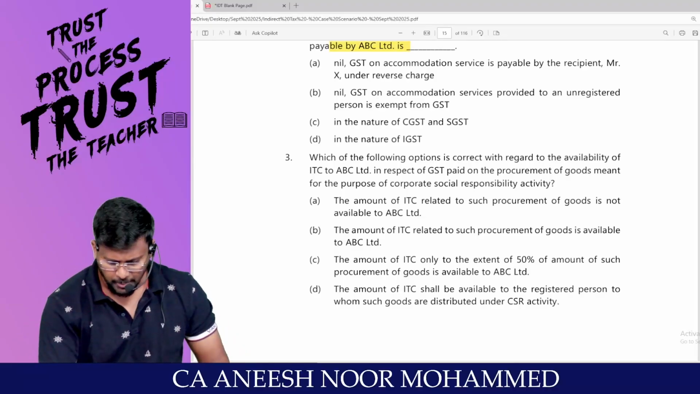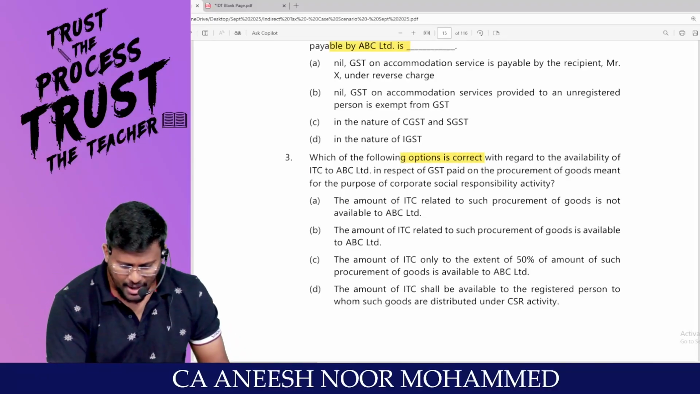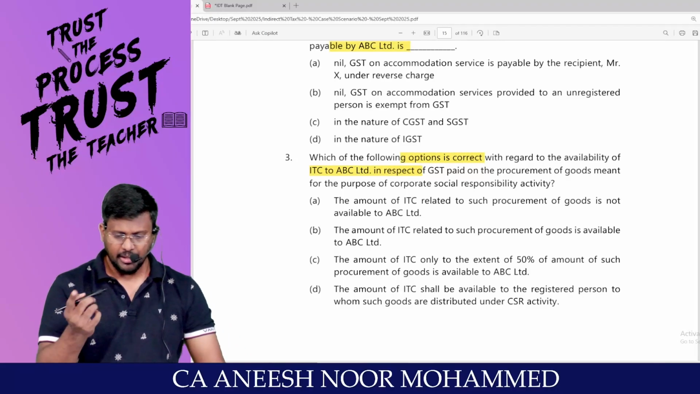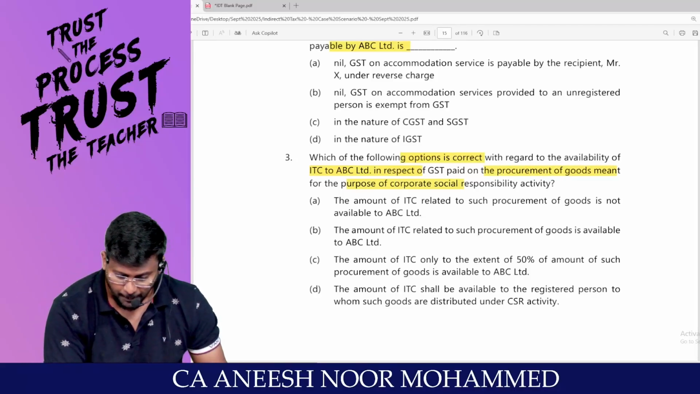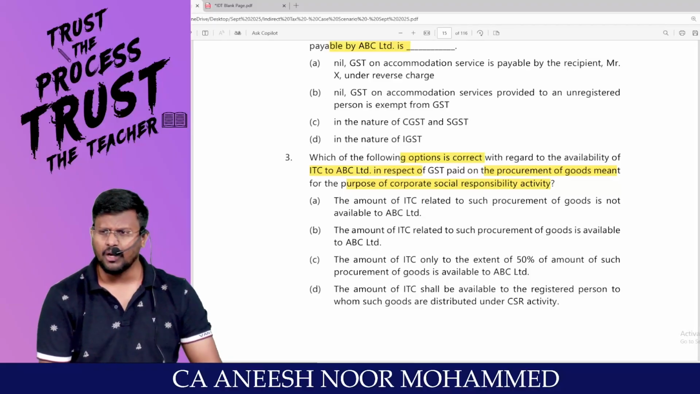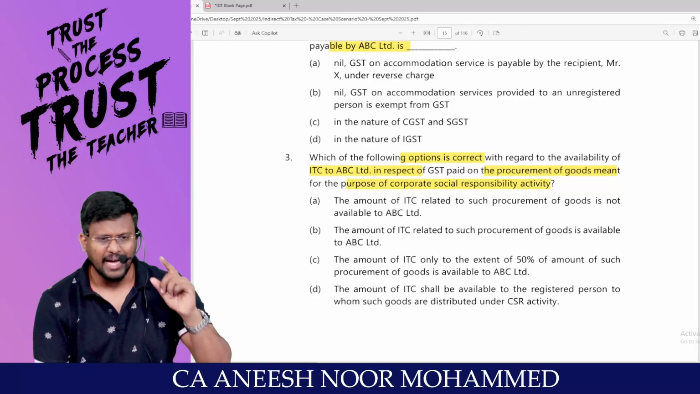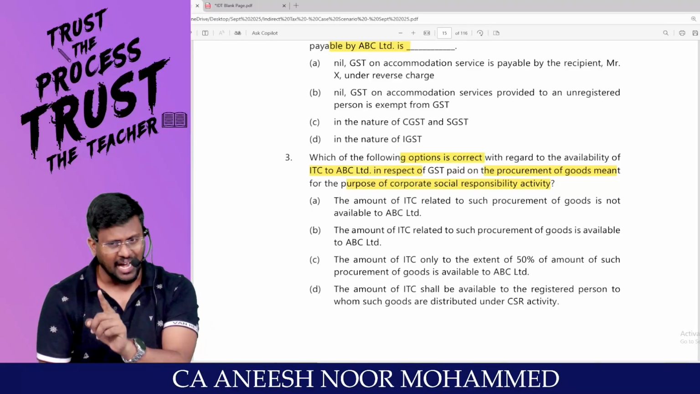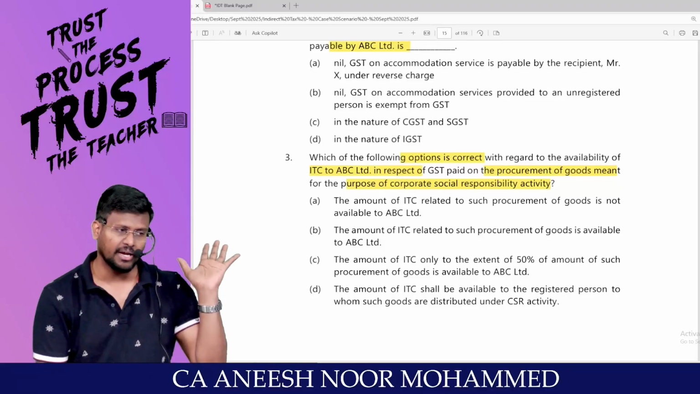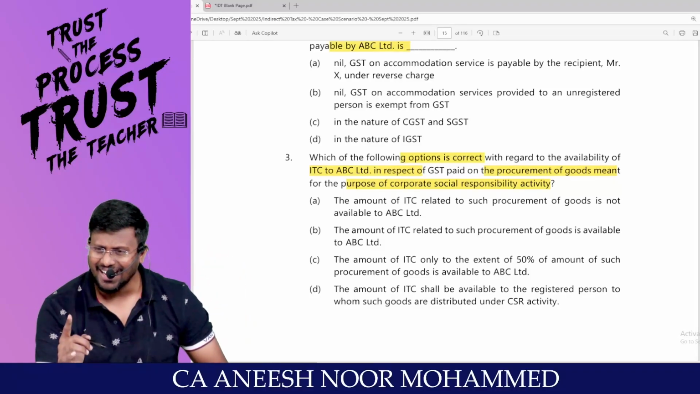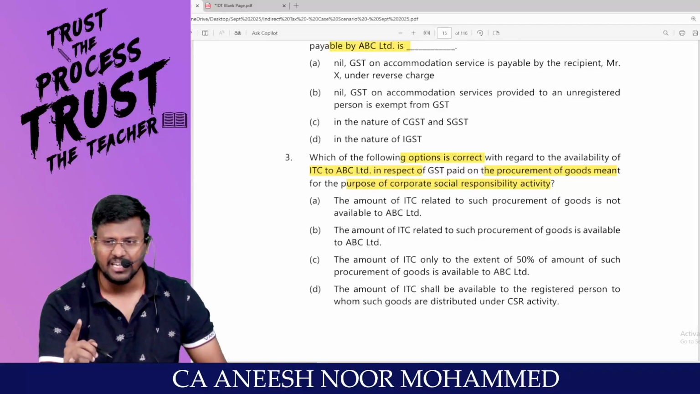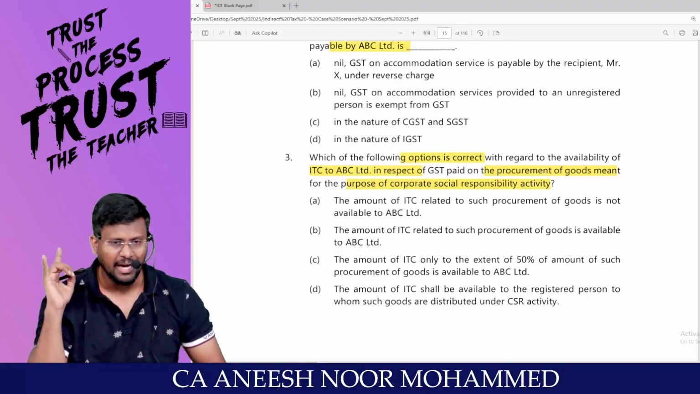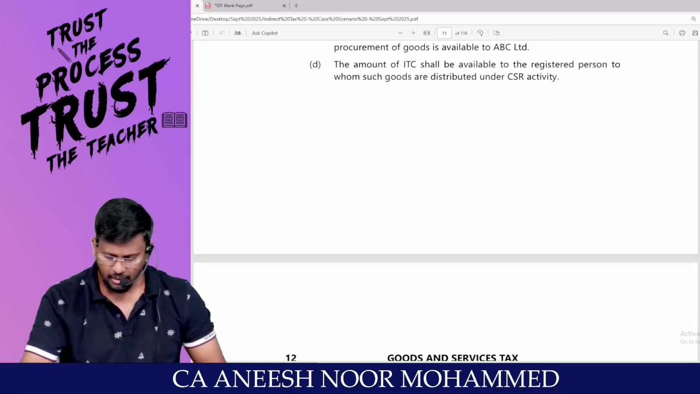Which of the following options is correct with regard to availment of ITC to ABC Limited in respect of GST paid on procurement of goods meant for the purpose of corporate social responsibility activity? As we all know, before, we had 9 blocked credit items. They have amended and added one more item called CSR activity. For CSR activity, you are not entitled to claim the ITC. It's a blocked credit. Super.